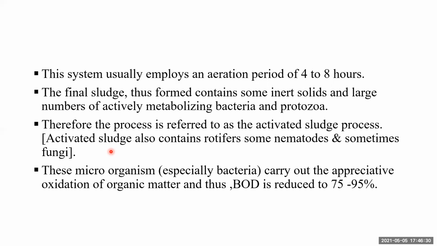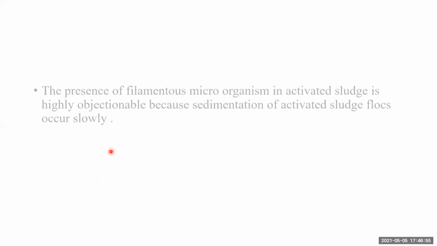These microorganisms, especially bacteria, carry out the oxidation of organic matter present in the waste and reduce the BOD by 75 to 95%. That means 75 to 95% of the BOD is already exerted when microorganisms present in the activated sludge bring about the oxidation or degradation of organic matter present in the waste.